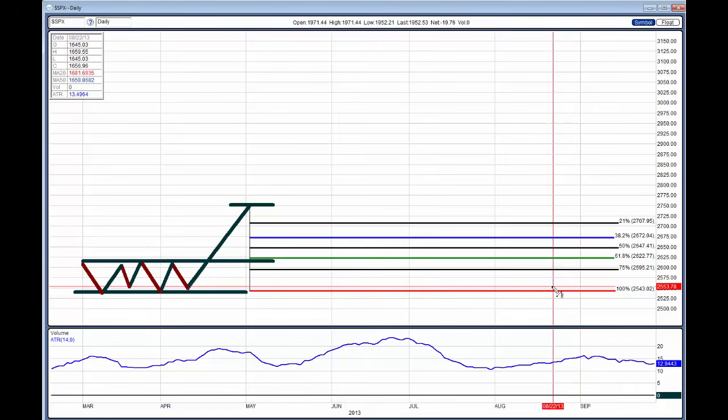I automatically start thinking, oh my goodness, is this a reversal? Oh my goodness, is this some other type of movement that I was not anticipating? So I tend to shy away from anything that drives past the 61% retracement level.